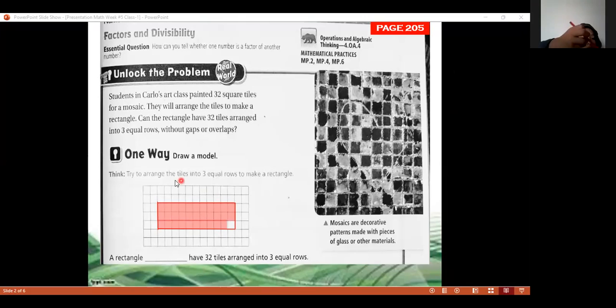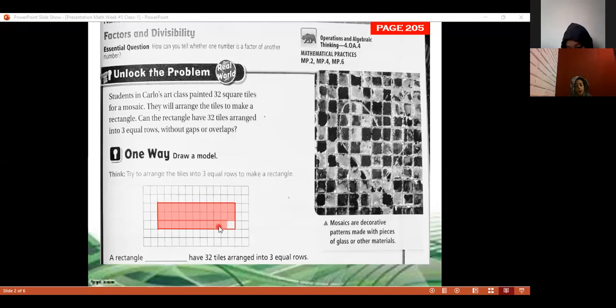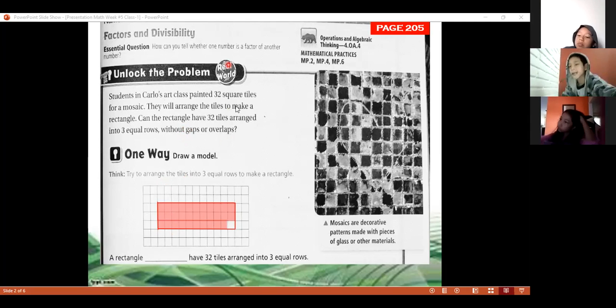Okay, now if you see here, we have the 32. If you count them, you see that we have the 32 square tiles for the mosaic. Now, the question is here: can the rectangle have 32 tiles arranged into 3 equal rows without gaps or overlaps? You see here.